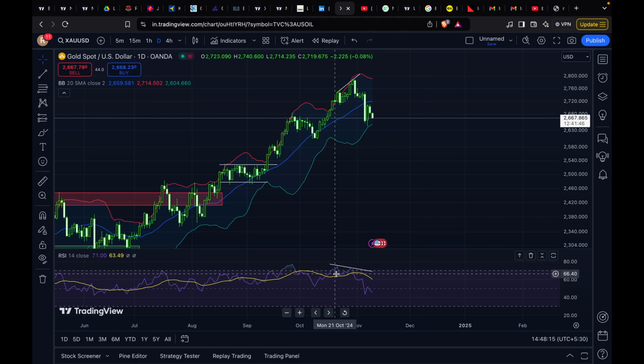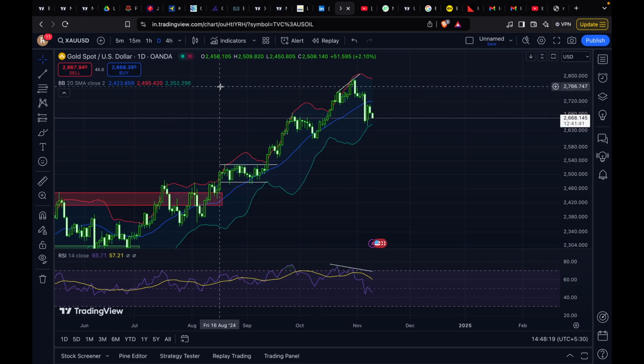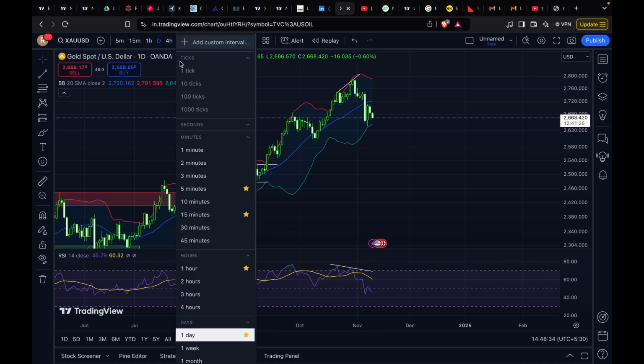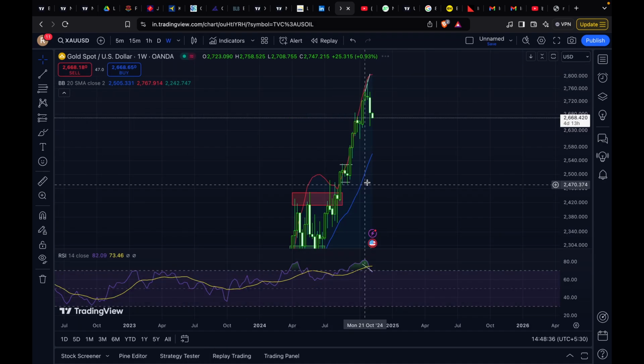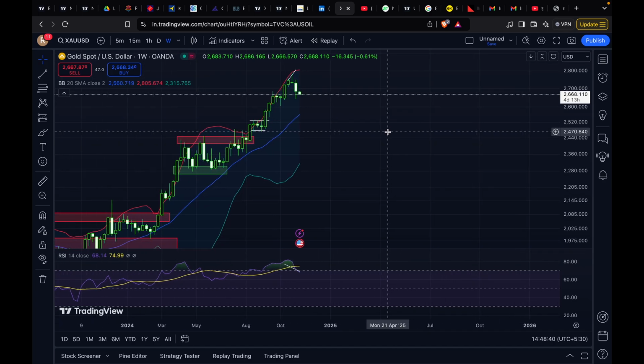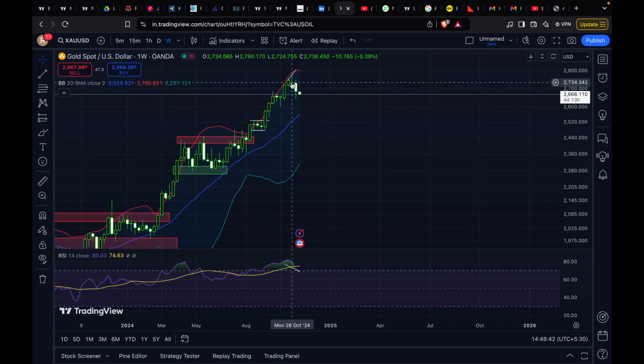You can clearly see that there is a divergence in the RSI indicator on the daily time frame, which is indicating a bearish further move. This is the first symptom of a bullish move, which has been followed by a nice bearish engulfing candle here on the charts. If you just switch to the weekly charts, you will observe that after a gravestone doji, there is a bearish candle.